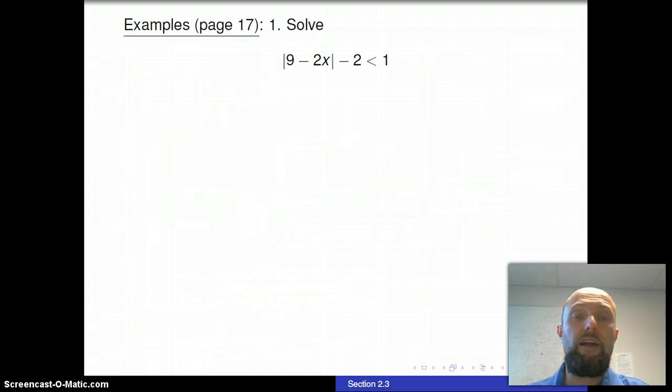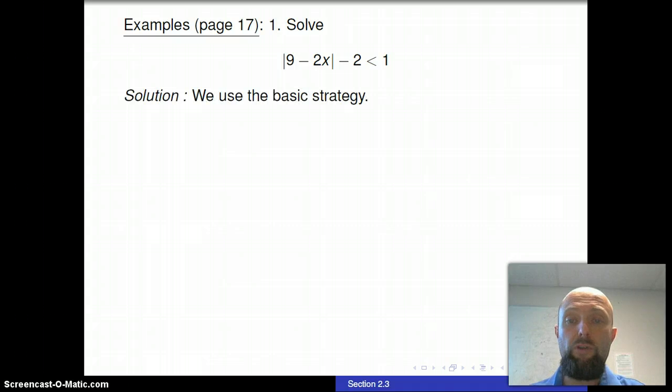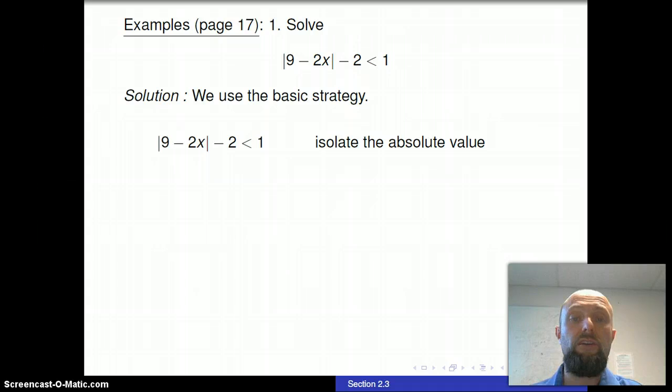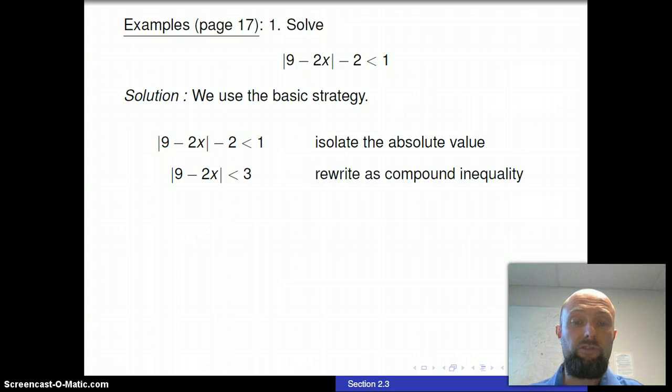Let's illustrate this with the examples on page 17. First example, solve the inequality absolute value of 9 minus 2x minus 2 is less than 1. We use the basic strategy. So first, we isolate the absolute value of 9 minus 2x. We move 2 to the right hand side by adding 2 to both sides and simplifying. Next, we rewrite the inequality with absolute values as a compound inequality. Since the inequality is less than 3, we get the compound inequality negative 3 is less than 9 minus 2x is less than 3.